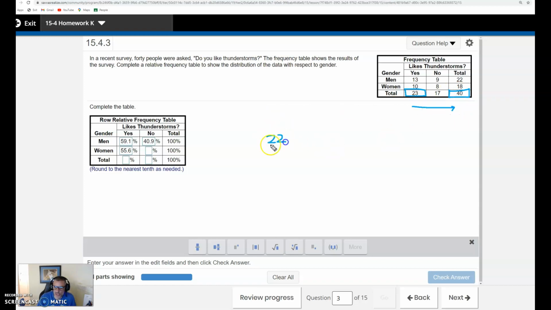So I would do 23 divided by 40 times 100. That's 57.5%. So that number tells us, regardless of gender, 57.5% like thunderstorms, right? And then to fill out these remaining two boxes, you could calculate using the actual numbers over here, or you could just do the subtraction to figure out those remaining.